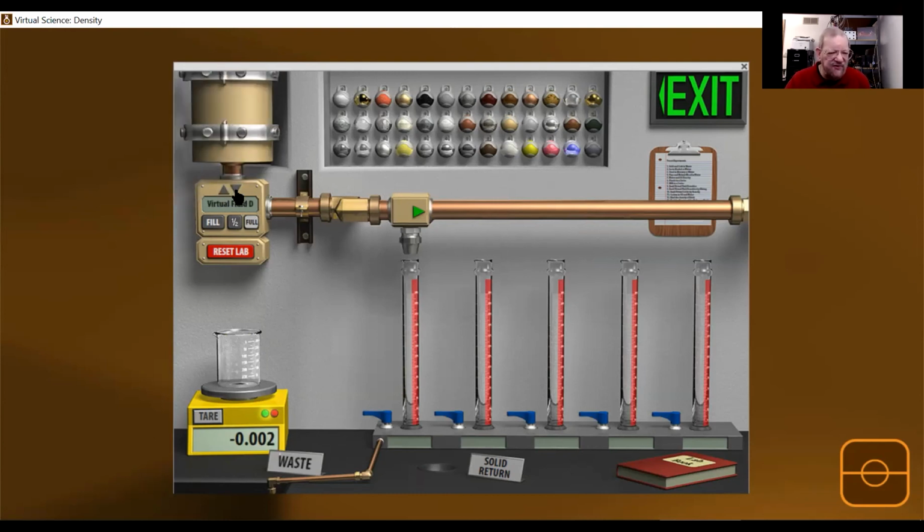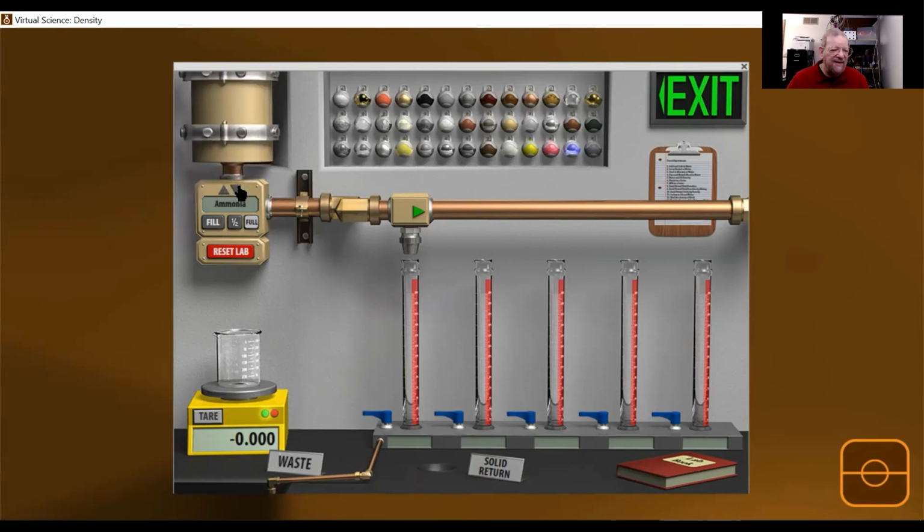Oops, the virtual fluids are at the end. So if I did it twice, here's our alcohol. You'd have this tared at 0. You'd fill it up, get the volume, pour it in there, and get the weight. Now, we also have the virtual, which are at the very end.